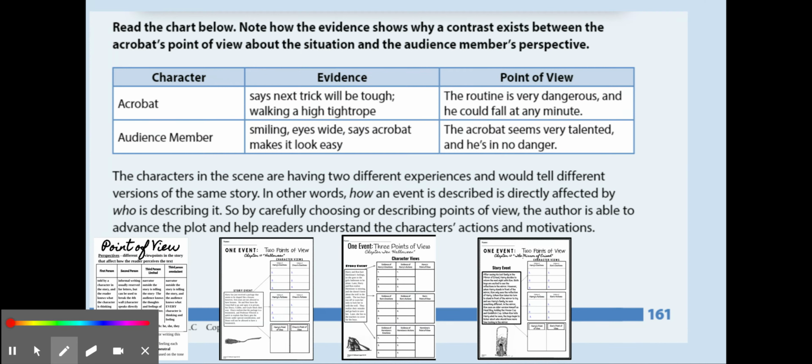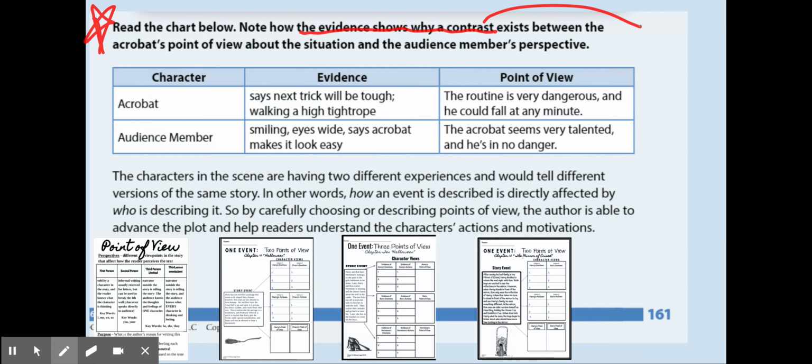Now we're going to read through the chart at the bottom of the screen. It's right down here, guys. And it says to read the chart below, note how the evidence shows why a contrast, which means how something is different, exists between the acrobat's point of view and the audience member's perspective. So, as we said up there earlier, the acrobat says, he even thinks to himself that this next trick will be tough. And that's kind of negative.